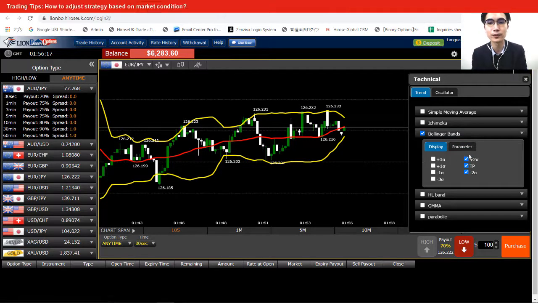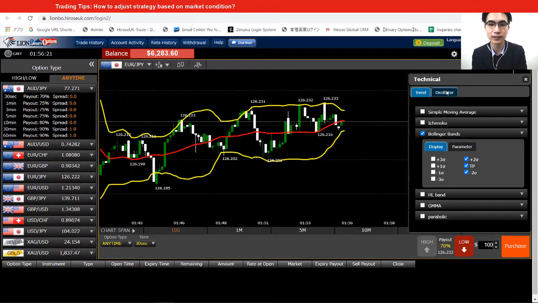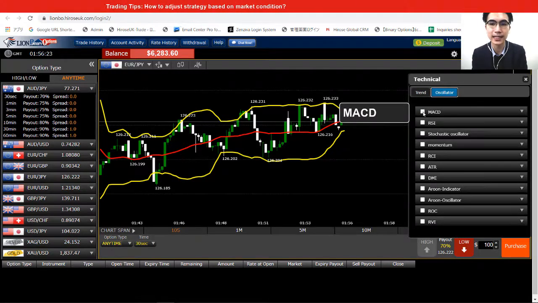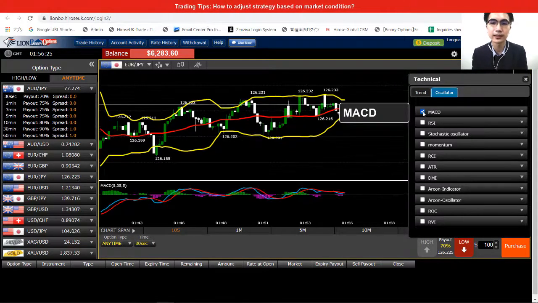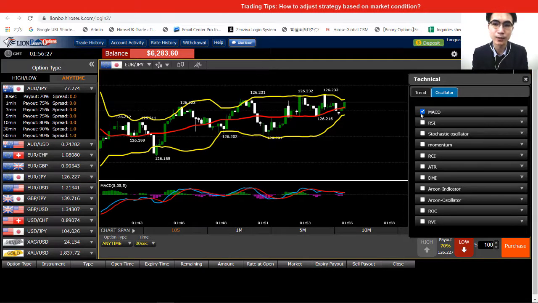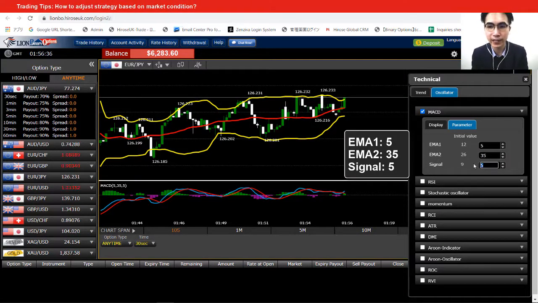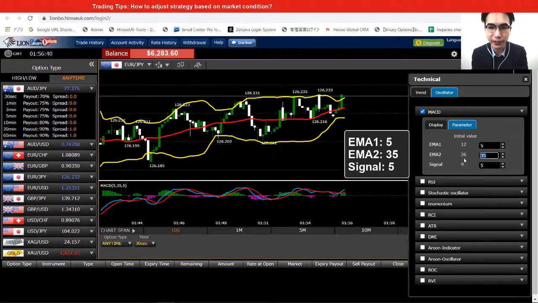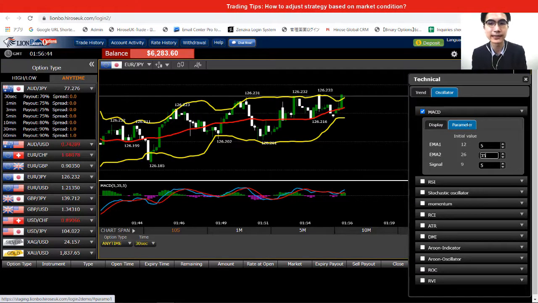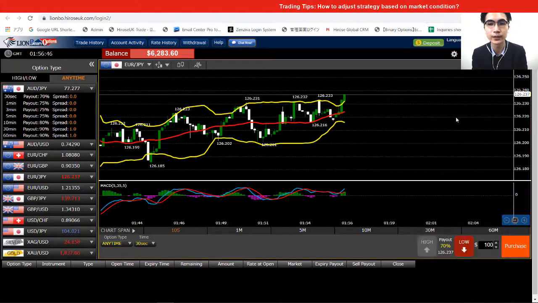So next we'll go to oscillator. Tick on oscillator, and then we'll select the MACD. Tick on MACD. And we'll open the drop down for MACD as well. Now the parameter for MACD is 5, 35, and 5. So again, EMA1 is 5, EMA2 is 35, and signal is 5. Now all the indicators are set. We can now close the window.